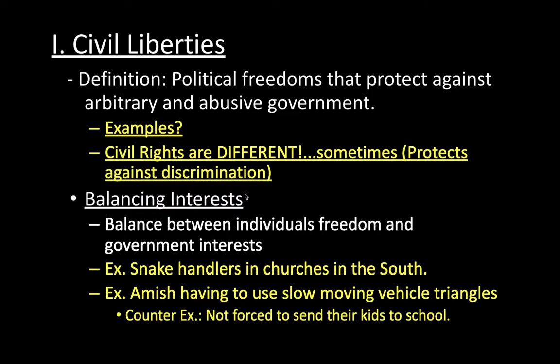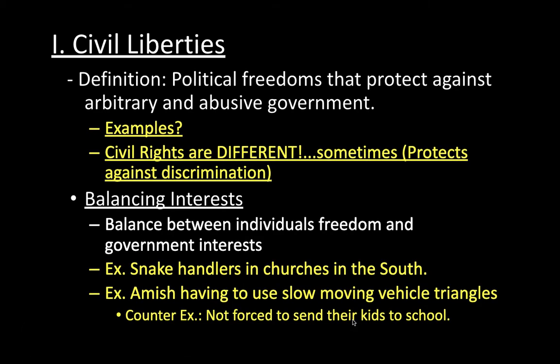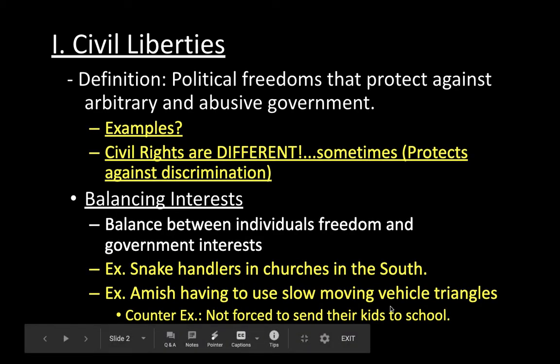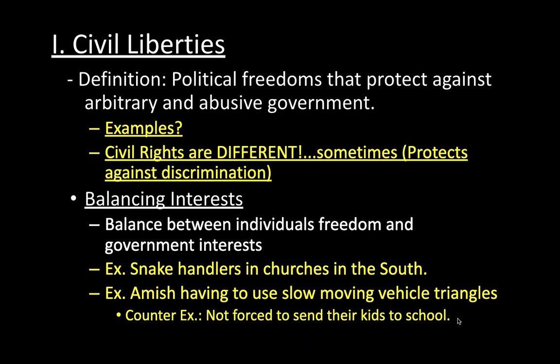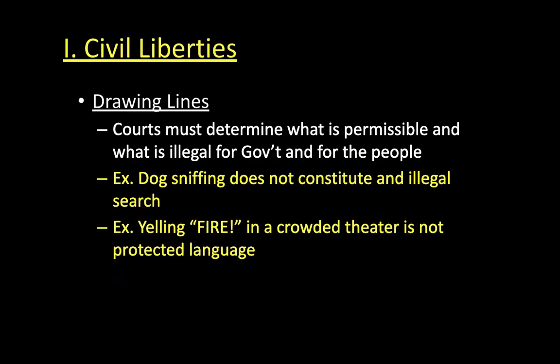Now, I also had an example for the counterfeit thing. They are not forced to send their kids to school. I have a friend that teaches in Arthur, and I said something about teaching Amish kids, and he said, oh, none of them come to school. They are all homeschooled. So even though we require all kids to go to school, they are not required to go to school, nor are they required to meet the requirements of homeschooling because their religion has a different viewpoint on that. So those are some examples.